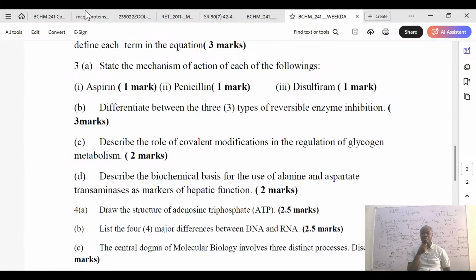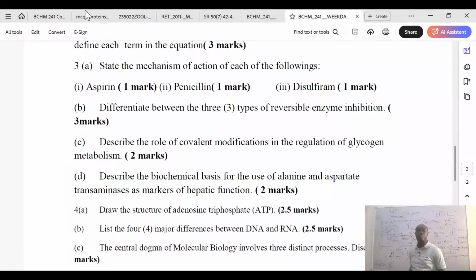Yeah, the enzyme that is blocked by penicillin is transpeptidase. This is one of the enzymes involved in the synthesis of peptidoglycan. So penicillin is a drug that inhibits the activity of this transpeptidase. Therefore, peptidoglycan cannot be synthesized.